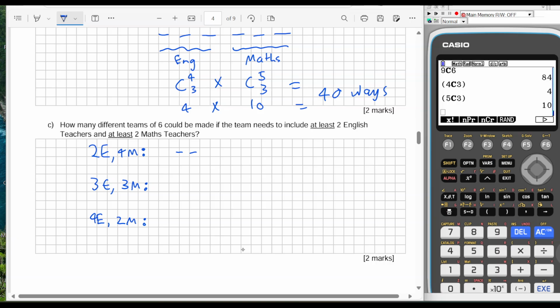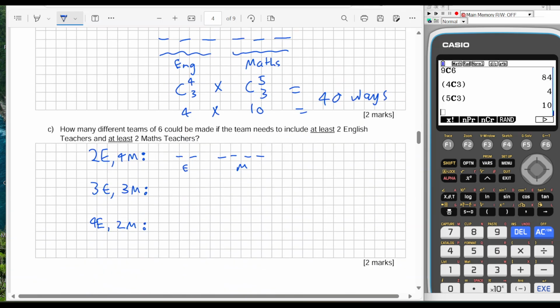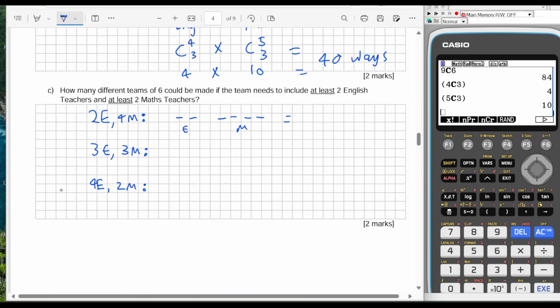Okay, 2 English, 4 maths. So we've got 2 spots for, we'll put the English first again, and we've got 4 spots for the maths teachers. So how many English teachers were there? There were 4. So this one here is going to be C4,2: 4 people, 2 spots. And there were 5 maths teachers, so C5,4. And then we can just go 4C2 times 5C4. So that's going to give us 30 ways.